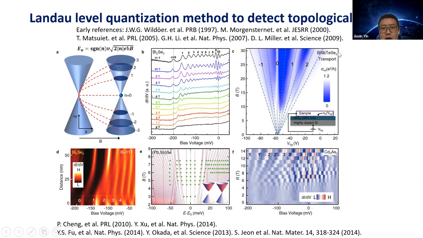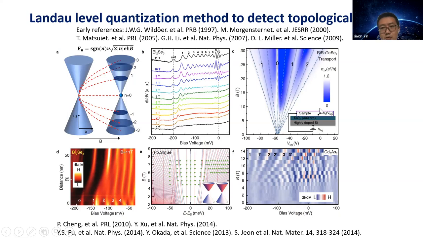This is a chemically engineered material so that its transport is dominated by the surface. And through gating the lower surface, people also observe the transport Landau level fan. And this Landau level fan also exhibits a zeroth Landau level. And through gating through the zeroth Landau level, people can observe the odd integer quantum Hall effect.